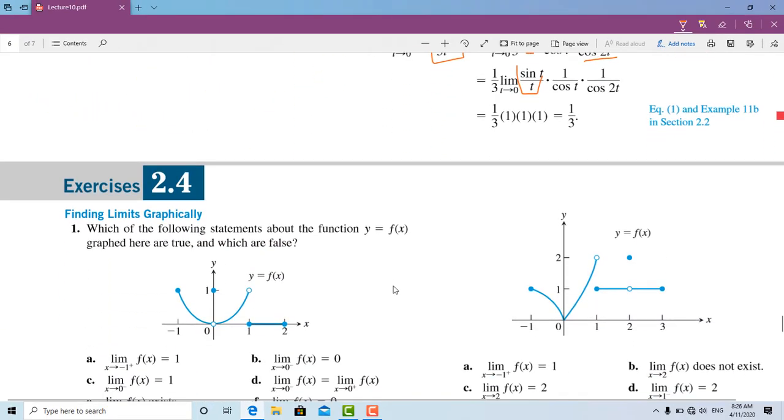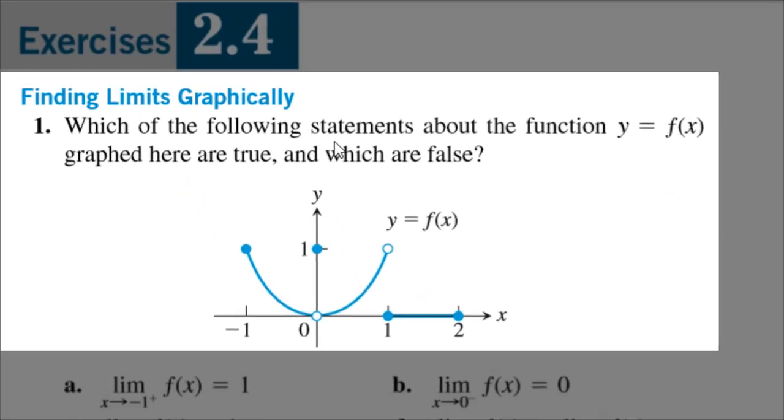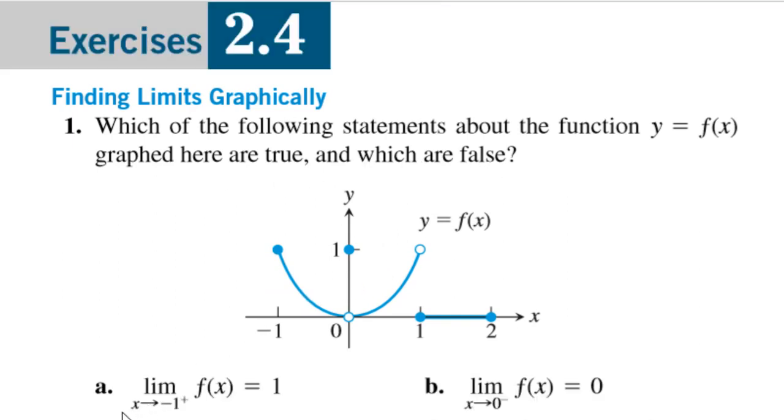And for you, my dear students, you have to solve these exercises here. Which of the following statements about the function y equals f of x graphed here are true and which are false? A. X tends to -1 from the right side. When x tends to -1, the function tends to 1. That's correct. True.